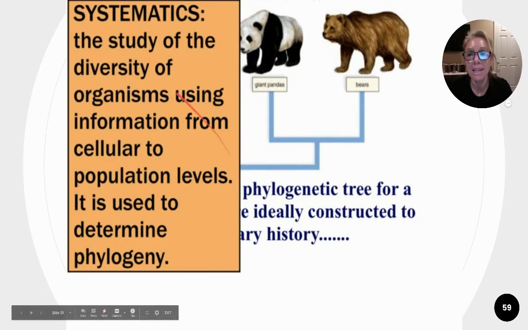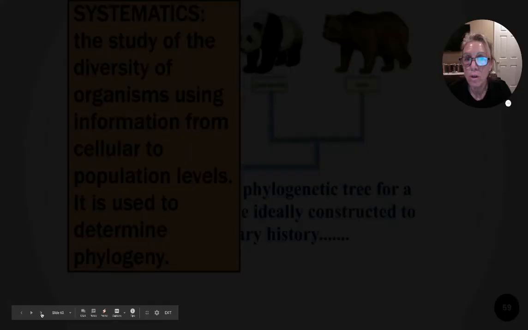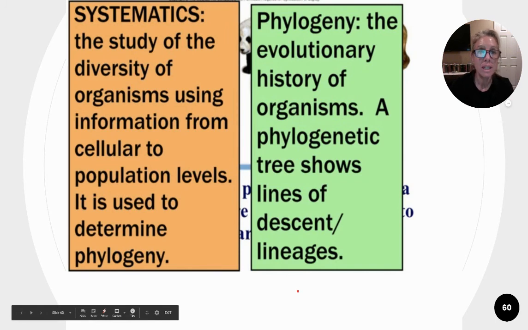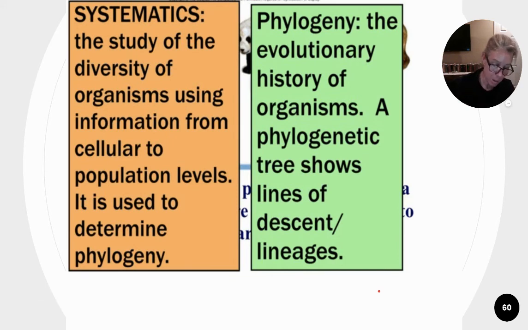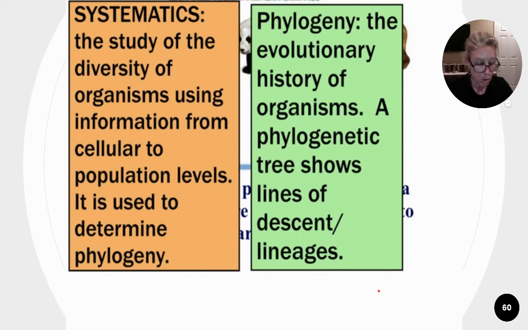So systematics is the study of the diversity of organisms using information from the cellular level, cells, all the way up to populations, and how they interact with one another. And so phylogeny is tracing the evolutionary history of an organism. You're developing a phylogenetic tree. So phylogenetics is a modern way in which organisms are classified and arranged in evolutionary trees. When a new character or trait evolves, then the tree branches. That is at a node, and this is visualized by cladograms.